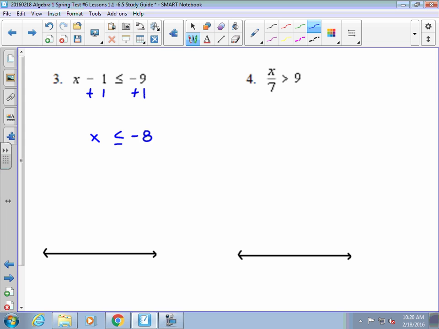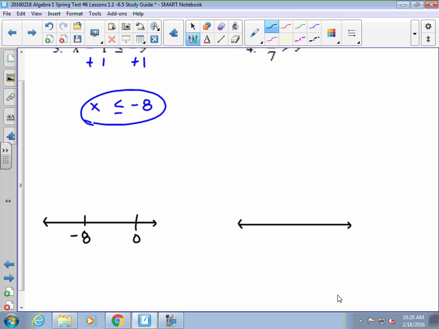So we only have one number we have to deal with here. When we graph it, include 0 just as a reference point. 0 is there. Negative 8 is on that side. Less than or equal to is a colored in bubble, and less than is that direction.